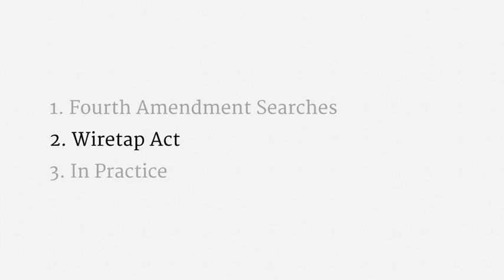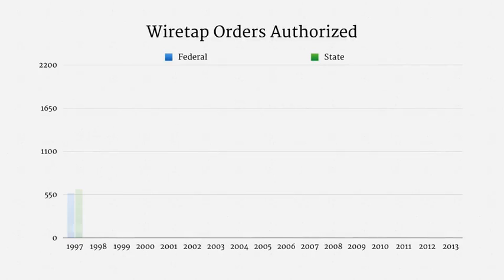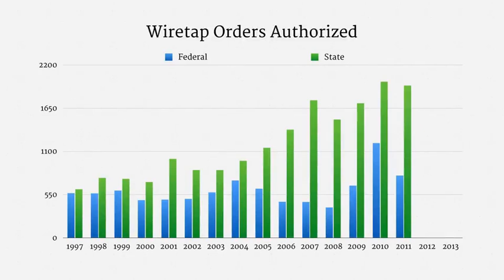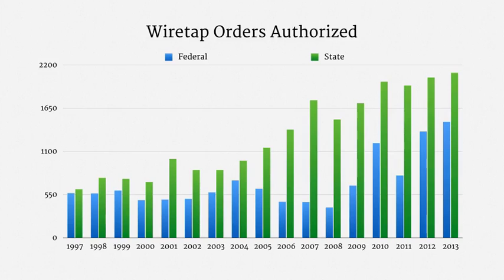Alright, those are the basics of the Wiretap Act. Now let me say a little about wiretapping in practice. This chart depicts wiretap order authorizations since 1997. There are a couple of trends that I want to make sure to note. One is that state wiretaps outnumber federal wiretaps. This is primarily a state practice. Second, usage of wiretaps is growing. It's roughly doubled in the past decade.